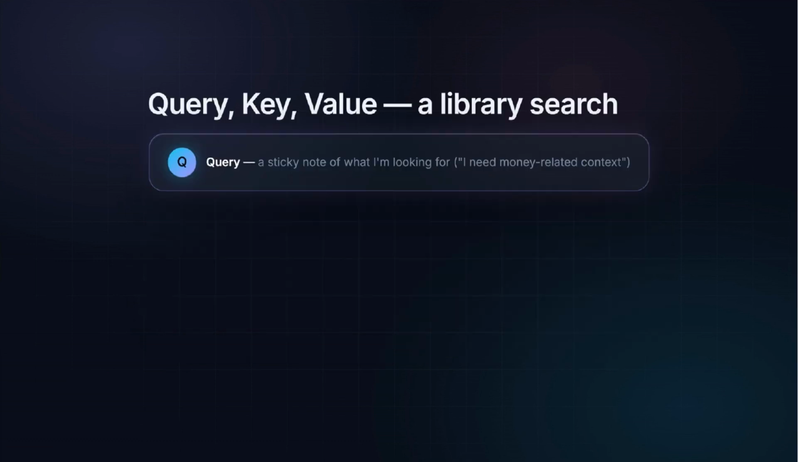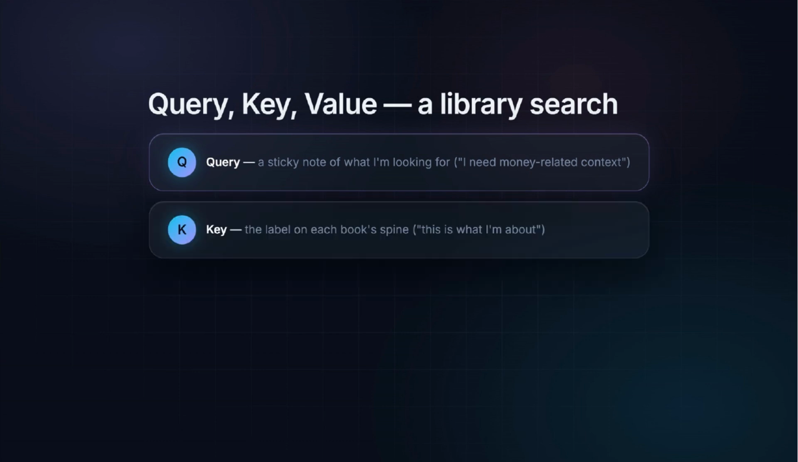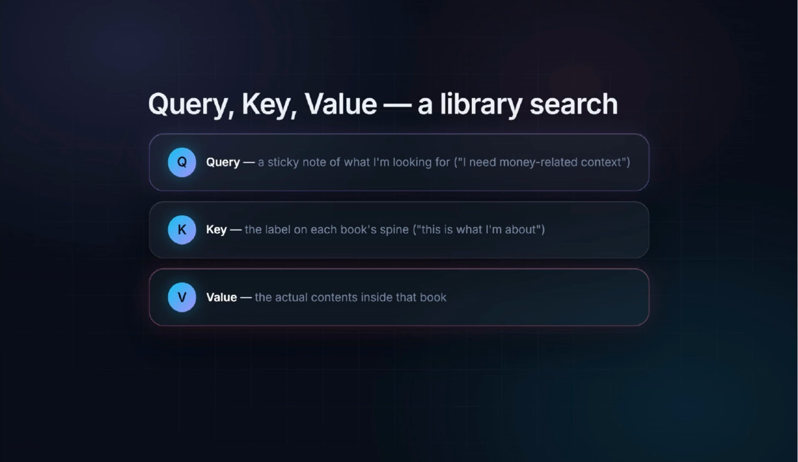Query, key, and value sound abstract, so picture a library search. The query is a sticky note of what you're looking for. For bank, something like, I need money-related context. The key is the label on each book's spine, what that book is about. Every other word in the sentence has one. And the value is the actual contents inside the book, the information you take away if you opened it.